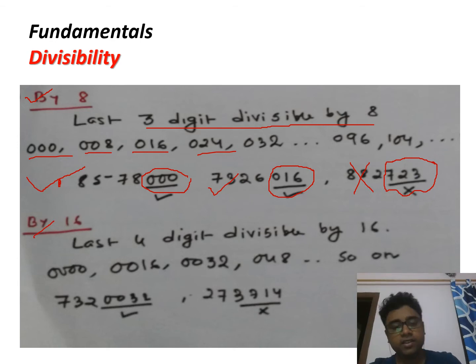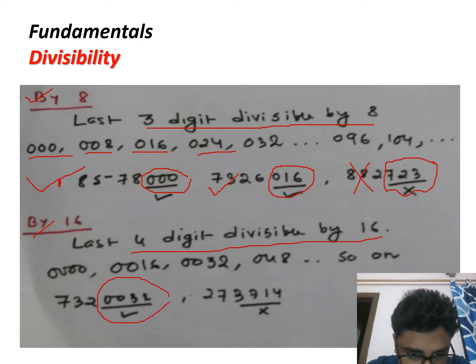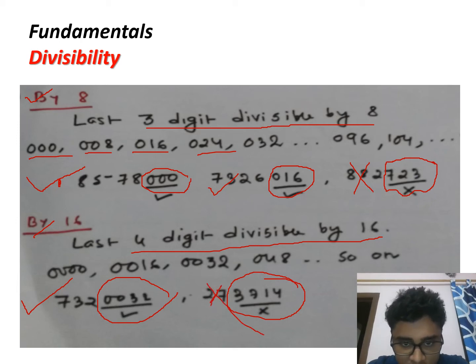Now by 16, the last four digits of the number should be divisible by 16, so that the number is divisible by 16. Here the last four digits are divisible by 16, so it is divisible by 16. Here it is not divisible by 16, so the whole number is not divisible by 16.